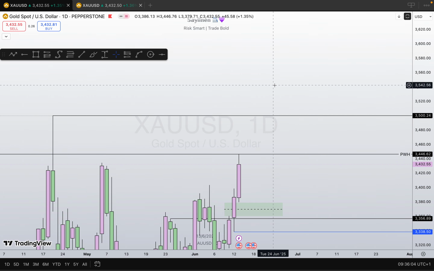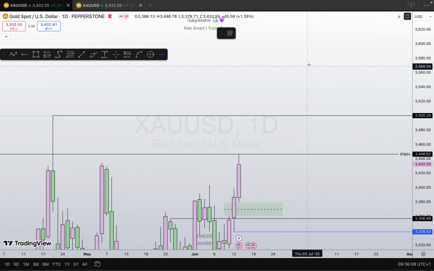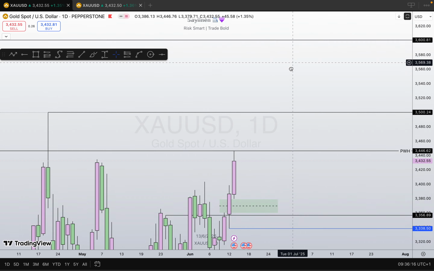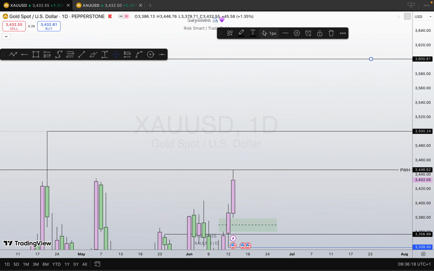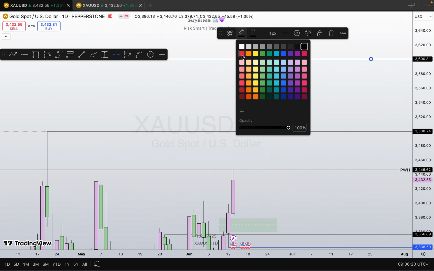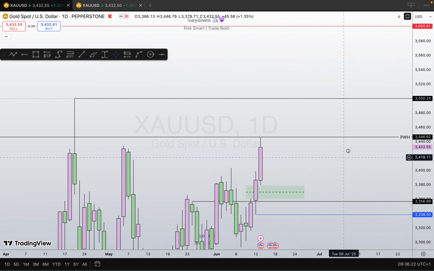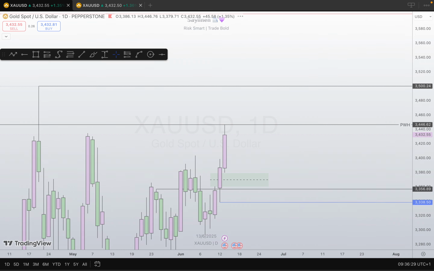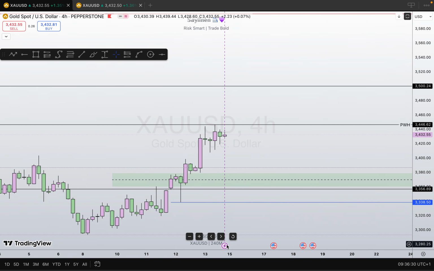And then also I would love to mark out 3600, because if price breaks through this level, I expect a good push to the upside for gold. And one of my next targets that I'm looking out for is 3600. So this is what we're seeing from the daily and weekly time frame. So let's dive right down to the 4 hours time frame.